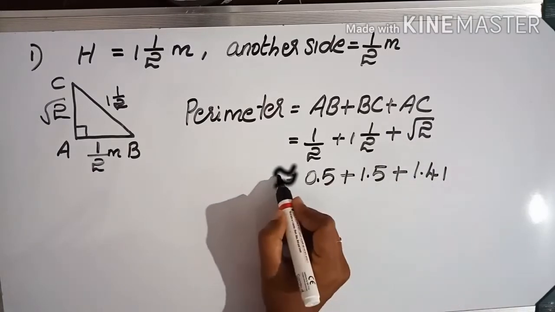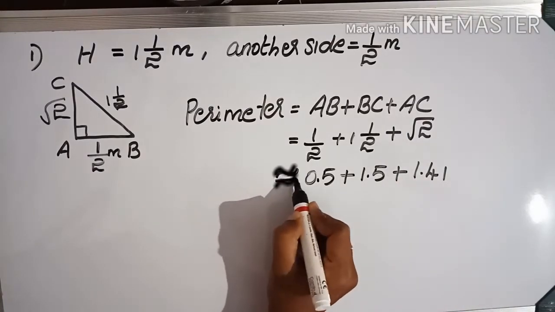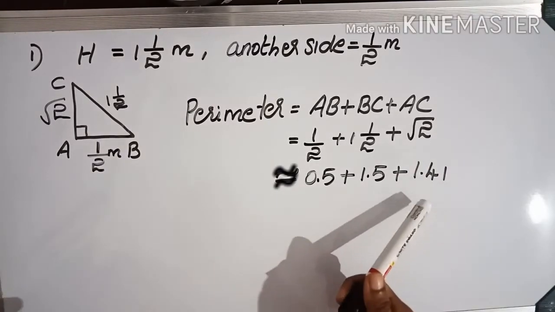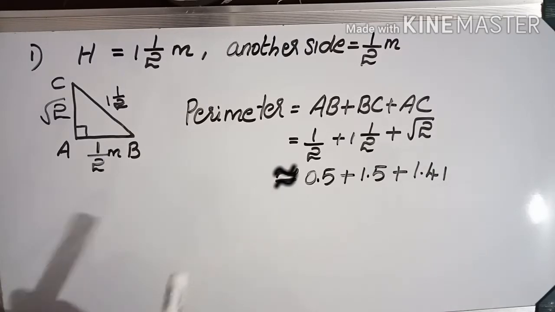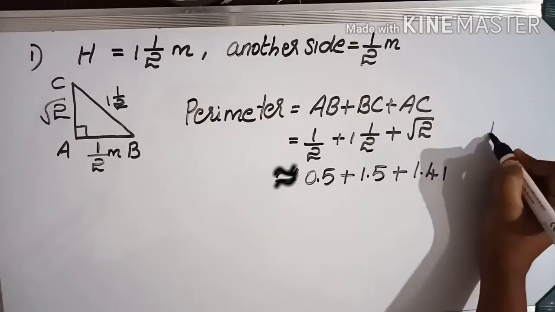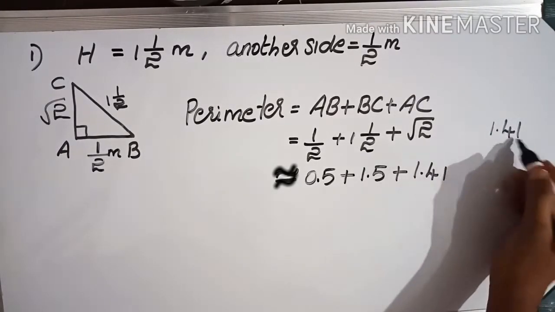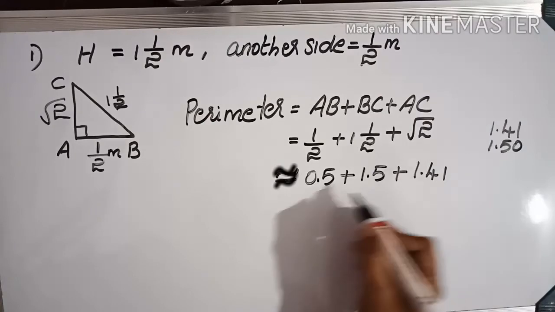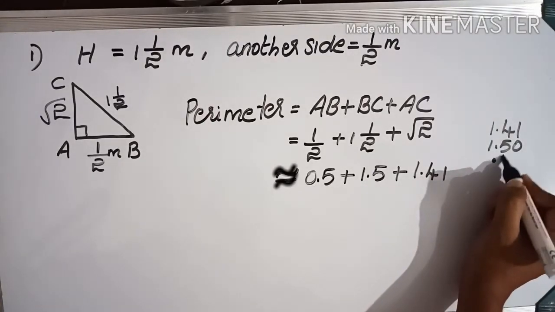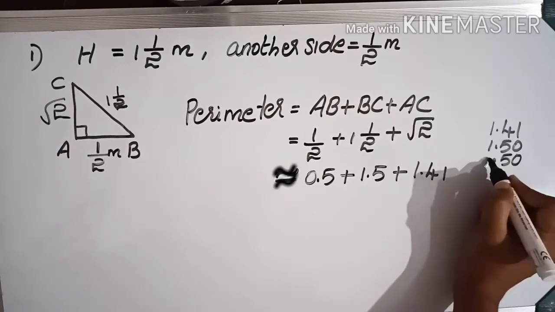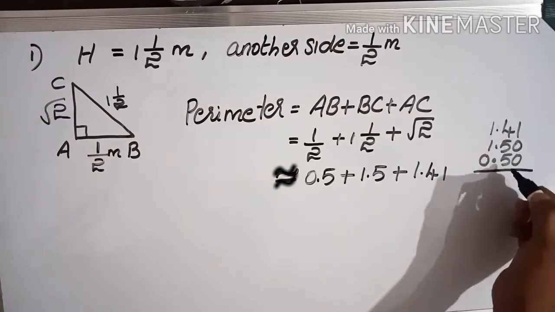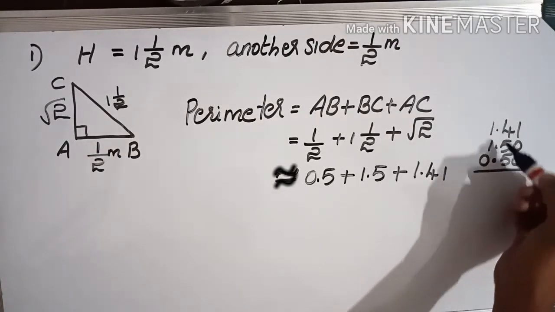From here onwards we have to write like this. You have to use this symbol. It is not equal to, this is approximately equal to, because an approximate value comes here. That's why we put this sign. Now let's add all these. Adding means 1.41, then 1.5, and for 1.5 we can put 0 also. Then 0.5, point here, then 5 here. 0.5 means 0.50, where there is no number we can substitute 0. This is the way of adding. All the decimals must be in a line.